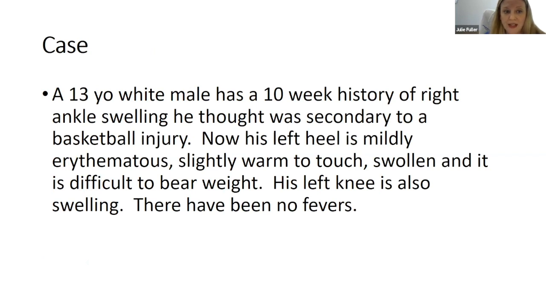Here's our next case. A 13-year-old white male with 10-week history of right ankle swelling. He thought it was just a basketball injury, but now his left heel is very swollen, it's a little bit red, it's warm to touch, and he's having difficulty bearing weight. He can bear weight, which is the key feature here, but it just hurts. His left knee is also swelling, and again, there have been no fevers. So we have a preteen with history of one joint swelling, and now we have some heel involvement, but no fevers.